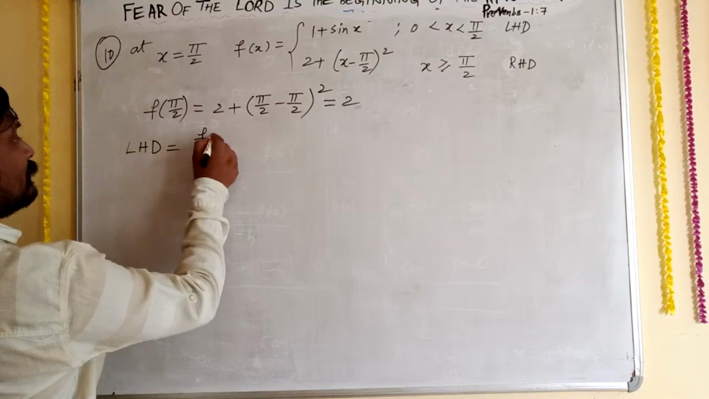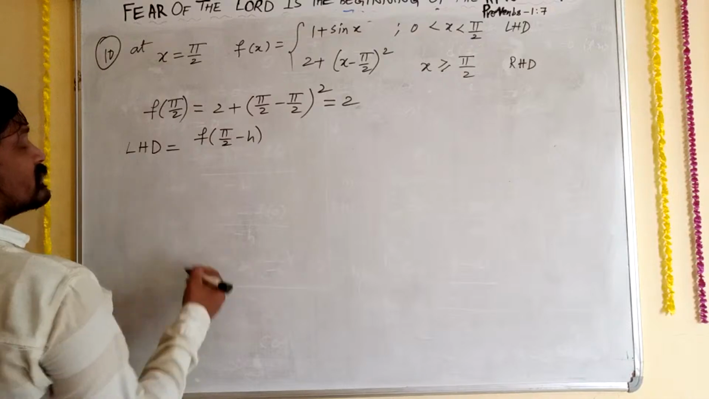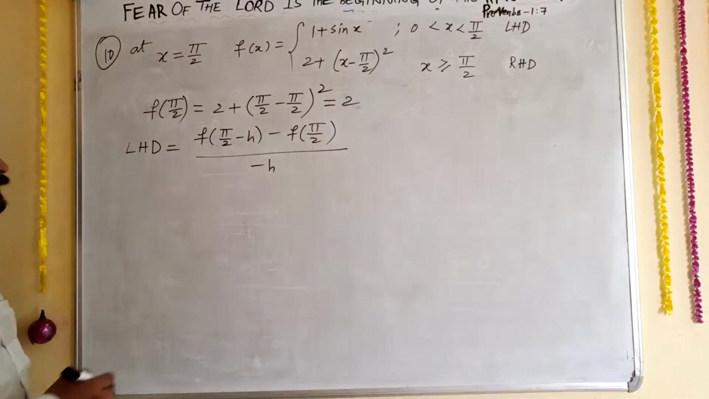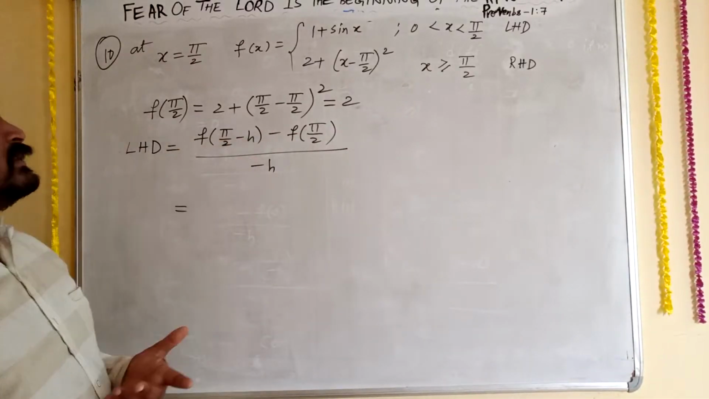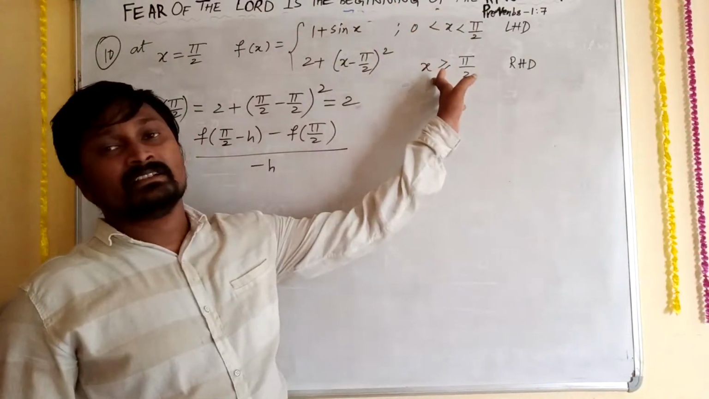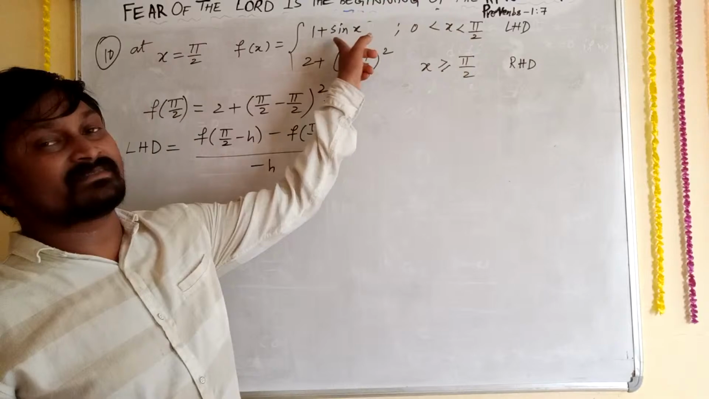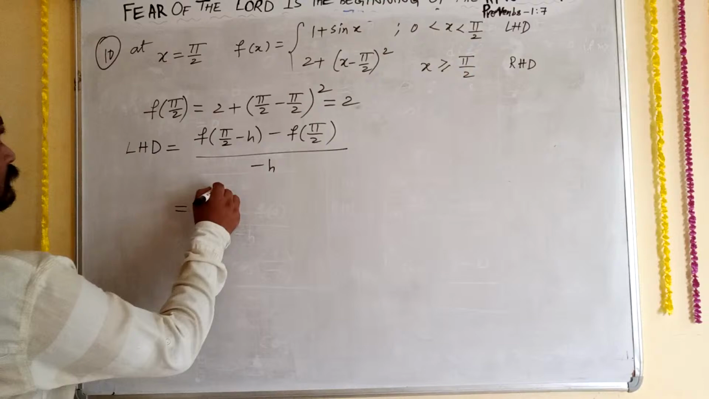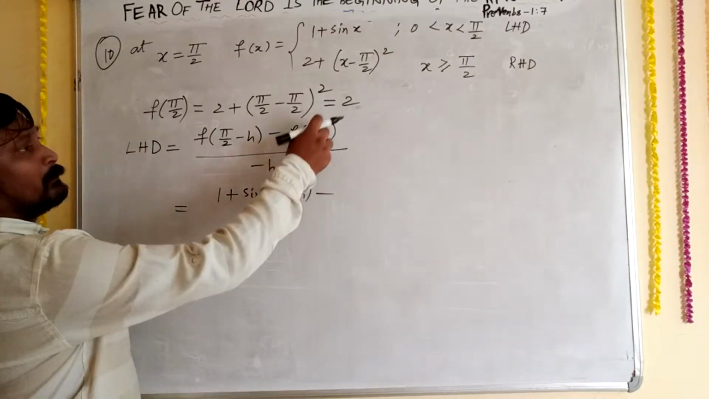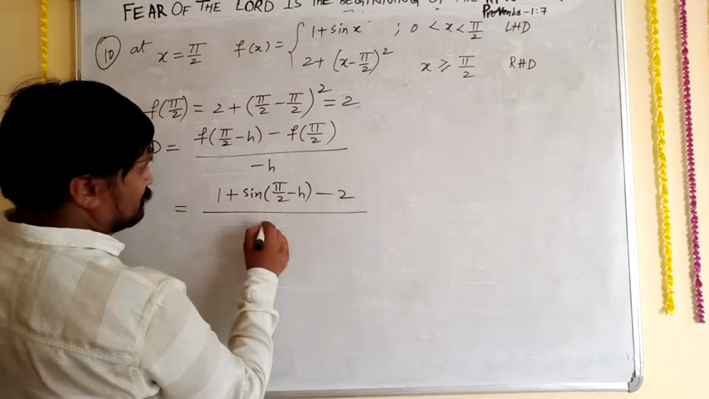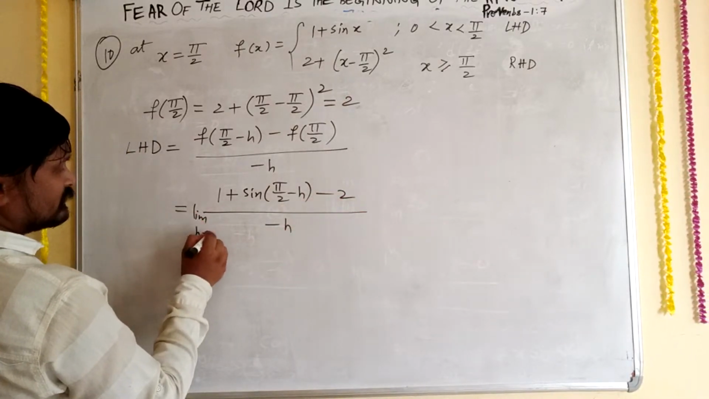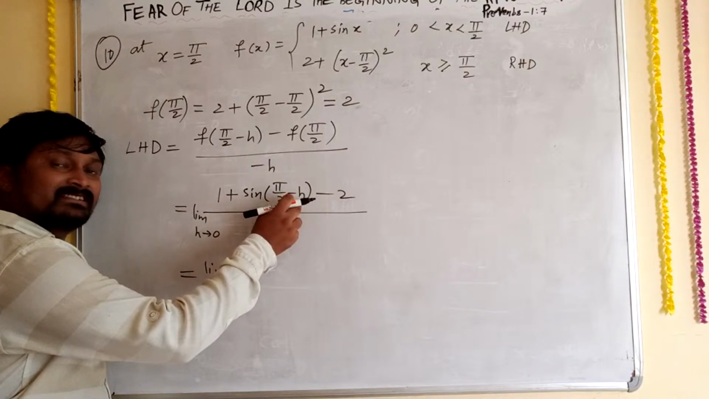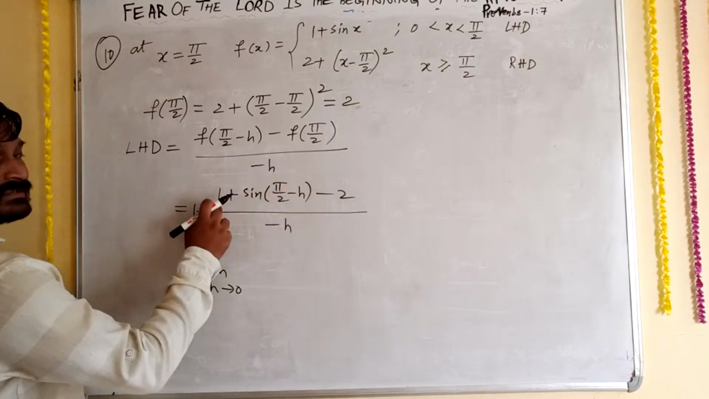Next, the left hand derivative. We can write this as f of pi upon 2 minus h minus f of pi upon 2, upon minus h. This is your formula. Left hand derivative means we use the first function, you already know. Wherever x is there, substitute: 1 plus sine of pi upon 2 minus h, minus f of pi upon 2, which you got as 2, upon minus h, limit h tends to 0. Sine of pi upon 2 minus theta is nothing but cos theta. Then minus 2 plus 1 is nothing but minus 1.